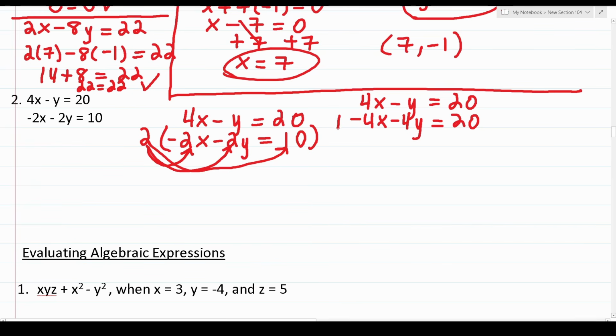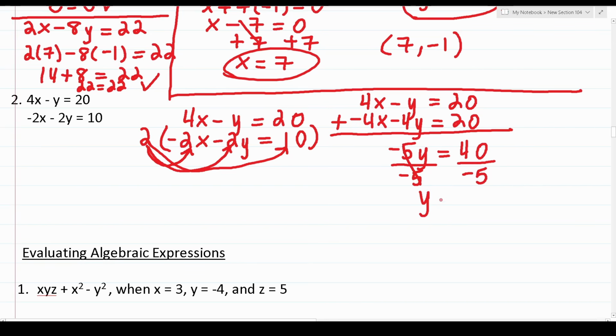And again, according to the elimination method, we're going to add these two equations together now. 4x plus negative 4x is 0, so that's eliminated. That said, we have negative y plus negative 4y, which is going to be negative 5y. And 20 plus 20, of course, is 40. Again, our goal is to solve for y, so our next step is to divide both sides by negative 5. This crosses out here, leaving you with y equals 40 divided by negative 5.